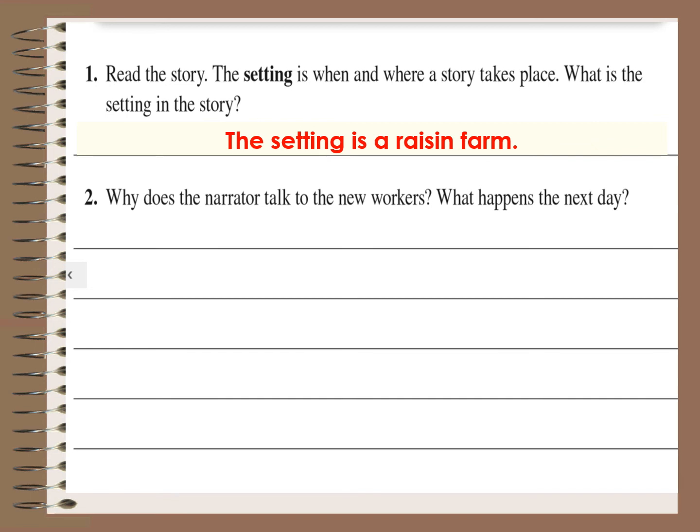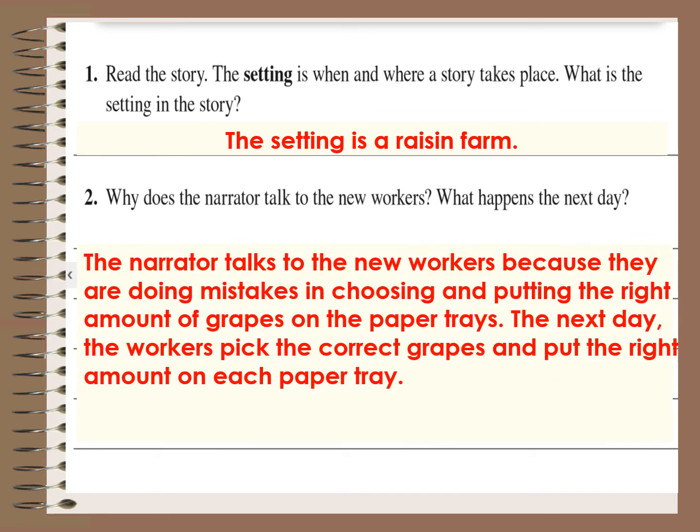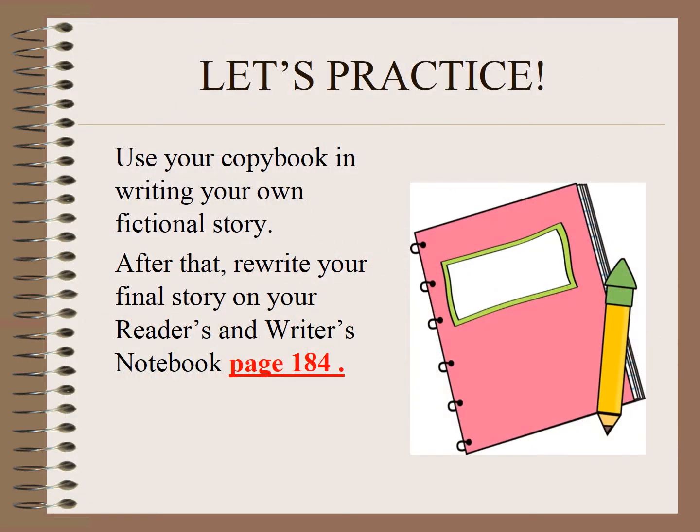Now let's have a look at the answer and see if you are right. The narrator talks to the new workers because they are making mistakes in choosing and putting the right amount of grapes on the paper trays. The next day, the workers picked the correct grapes and put the right amount on each paper tray. Don't forget to pause the video while you write the answers.